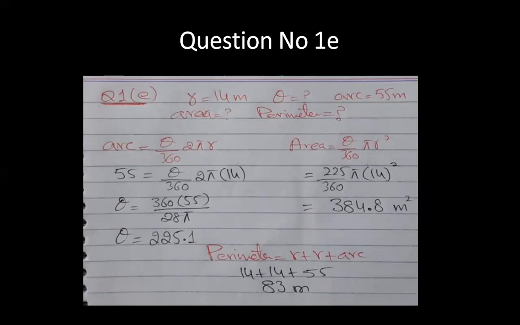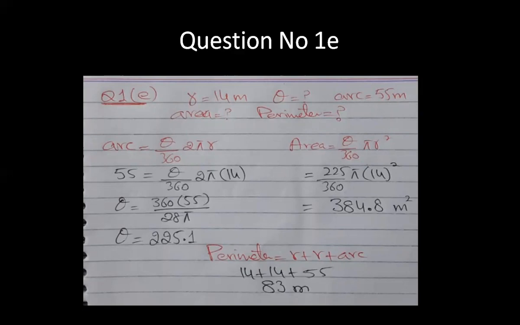of the sector. The formula for the area of the sector is theta divided by 360 pi r square. That's the formula for this. So enter the value of theta and the radius. So you will have 225 divided by 360 multiply pi multiply 14 square equals, and that will be 384.8 meters square. So this is how you find the area of the sector.